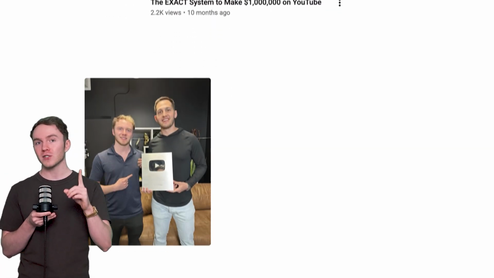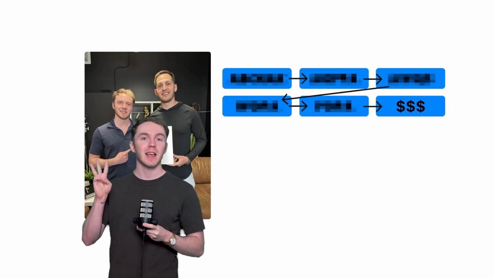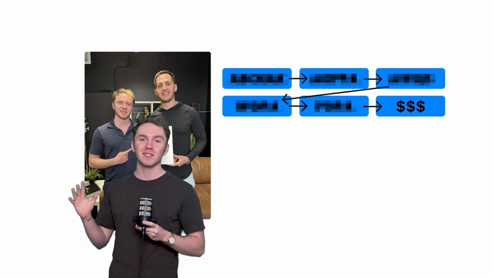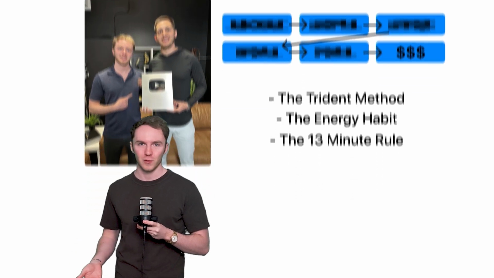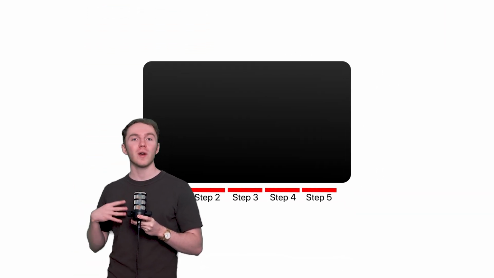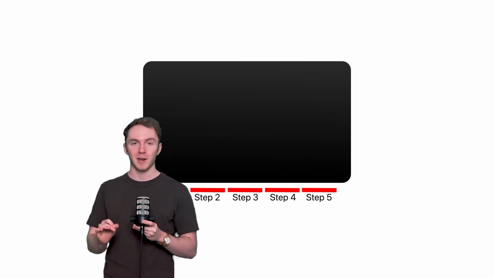First, you need to pick one result that your clients pay you to deliver. And then you want to map out every single step from zero to that result in order. Then you want to give it a branded name. Ali Abdaal has tons of great examples of this, like the Trident method, the energy habit, or the 13-minute rule. Then structure the video around those steps. So step 1, step 2, step 3, all the way through to step 5. And you want to be specific enough that someone could pause the video and start implementing immediately.